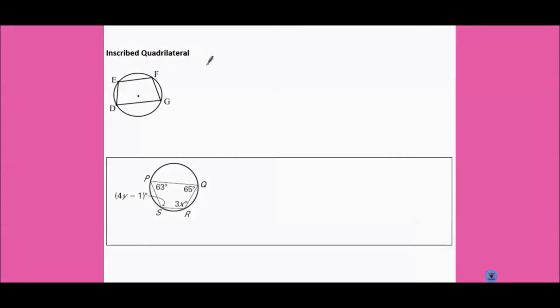Inscribed quadrilateral. All the vertices of the quadrilateral are on the circle. And the special thing about these inscribed quadrilaterals is that the opposite angles are supplementary.